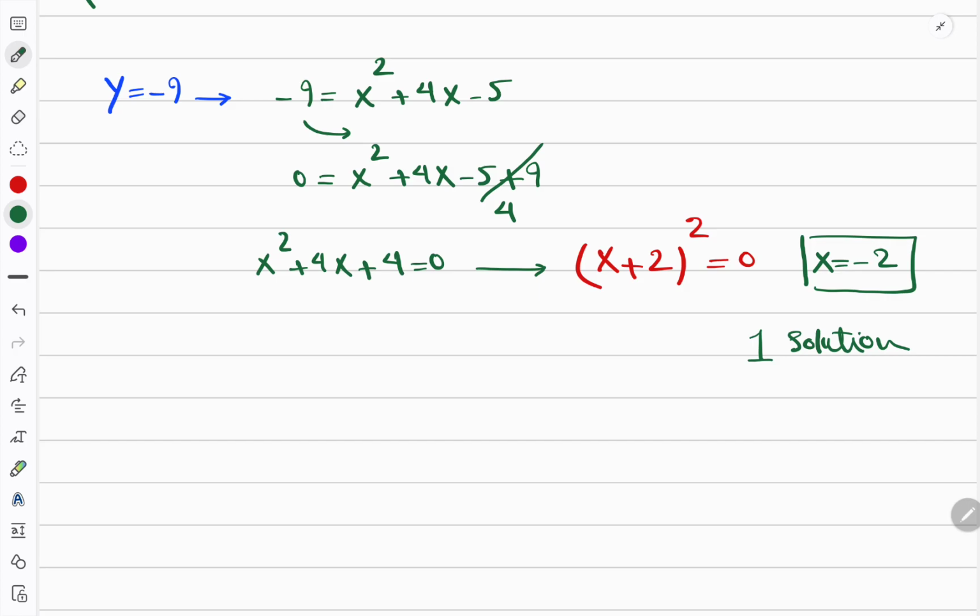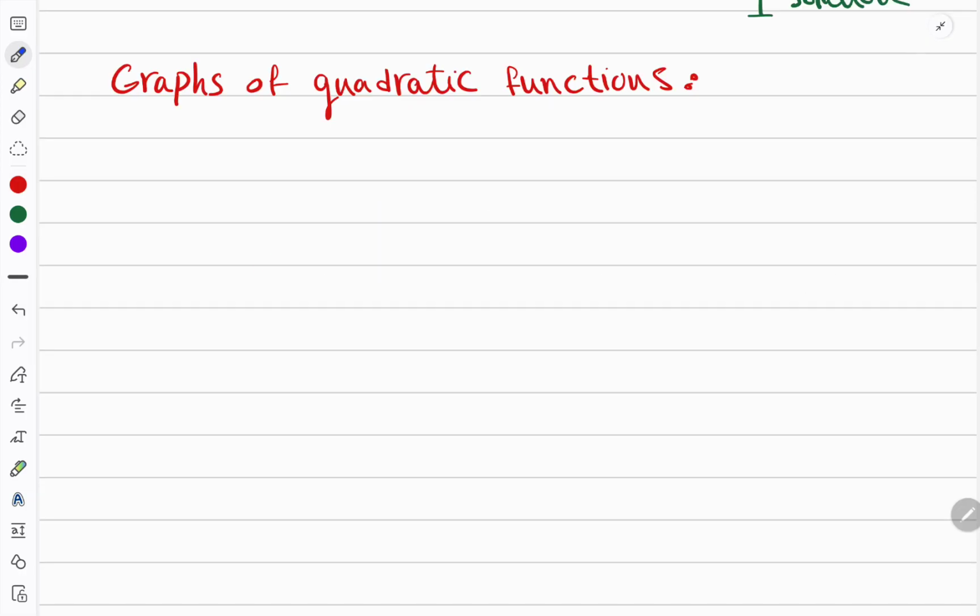So if we have x, we can find the corresponding value of y, or if we have the value of y, we can find the corresponding value of x, by substituting into the function. Okay. So far, so good. Another thing that I'm going to talk about today is graphs of quadratic functions. The simplest quadratic function is y equals x squared. And for graphing this, we can use a table of values.